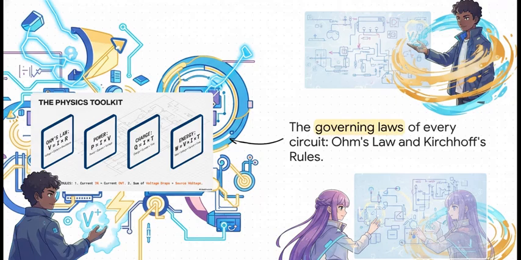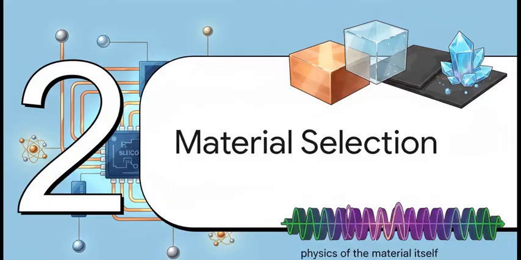that connects it all. These are the fundamental laws, things like Ohm's law and Kirchhoff's rules. All they're really saying is that energy and charge are conserved. What goes into a circuit has to come out. These laws govern every single circuit you will ever build. Period.